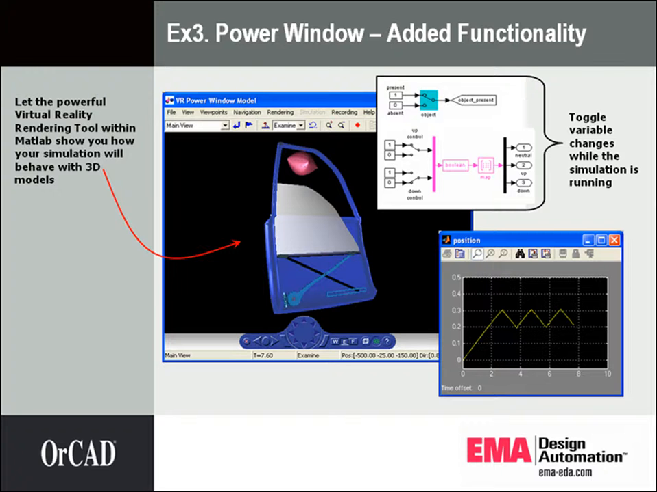Another feature is the ability to toggle variables while running a simulation. You can change variables on the fly to view the impact on your PSpice circuit and your system as a whole.